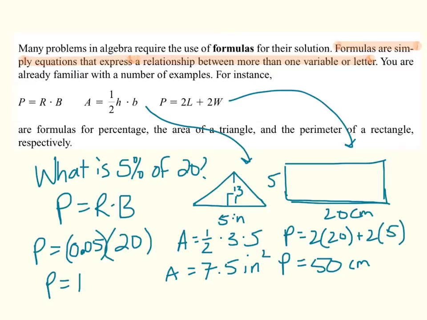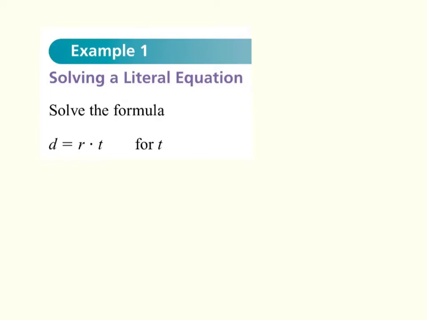What we're going to do now is manipulate formulas. Move the variables around until they're solved for the variable we want. So here's our first example, solving a literal equation, and this one in particular is D equals RT. I wish they wouldn't have the dot, so I'm not going to use the dot when I rewrite it. D equals RT, and we're solving for T. We want to get T by itself.